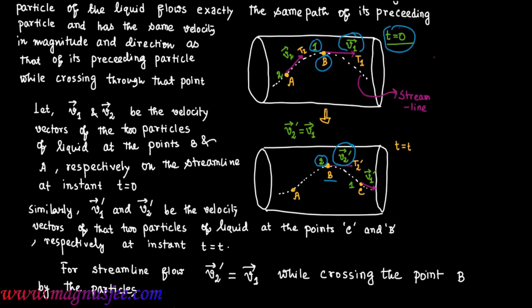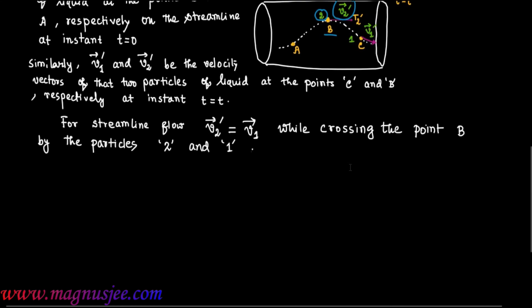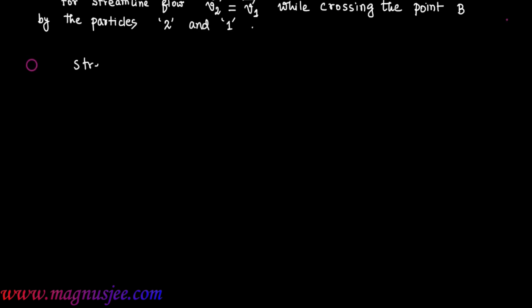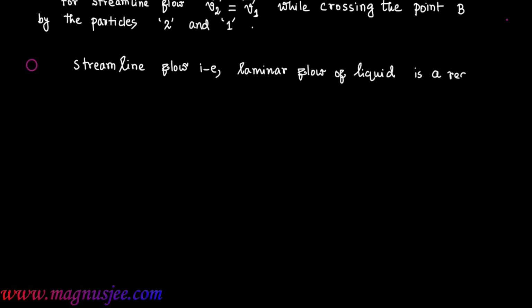While crossing the point B by the particles 2 and 1 respectively at instant t equal t second and at instant t equal 0 second. Streamline flow, that is laminar flow in the form of layers, is regular and orderly flow.